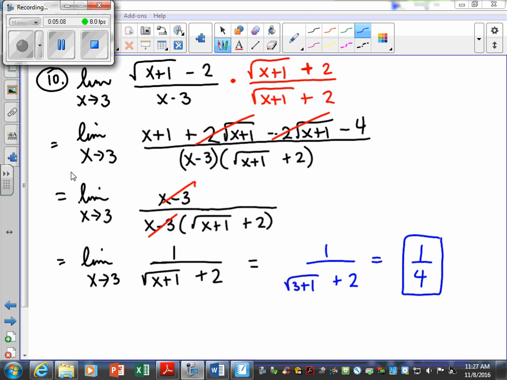Okay, so here's the solution. If you want to take a few minutes, these two terms cancel, and x plus 1 minus 4 is just going to be negative 3, or minus 3. These terms cancel, simplify, direct substitution, and we finish with 1/4.